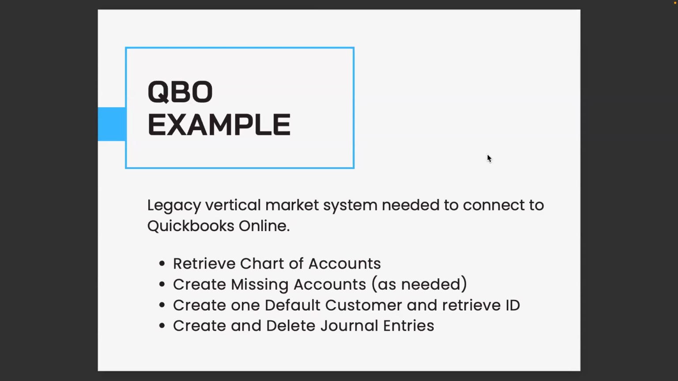Secondly, because the transactions aren't going to be tied to any specific customer, I came up with the idea of creating a default customer to which all of these transactions could be posted. So what I needed to do was, one, retrieve the chart of accounts because I needed to grab the IDs of these accounts in order to map them to the types of account transactions the totals needed to go into.